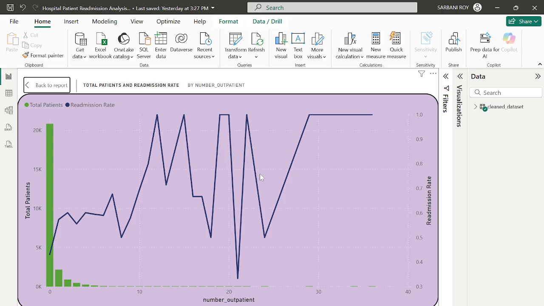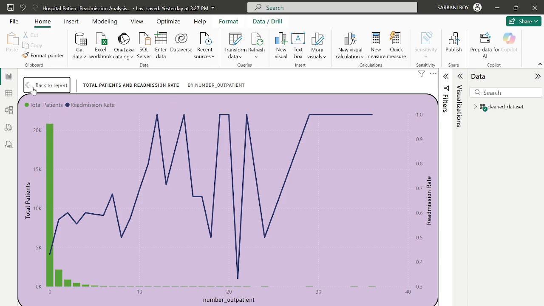To summarize this chart, most of the patients have zero outpatient visits, shown by the tall green bar, and very few patients use outpatient services regularly. The patients with many outpatient visits have very high readmission rates. This is because they are typically chronic, complex, or high risk individuals. Outpatient visit count can therefore be used as an early warning indicator for readmission risk.